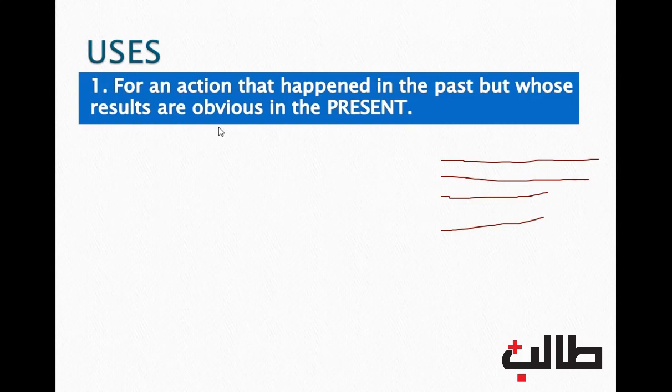For an action that happened in the past, but whose results are obvious in the present. That's right. So the action happened in the past, but the result or effect is still obvious in the present. يعني شيء تم في الماضي و still has an effect in the present. يعني في أثر ليه في ال present.